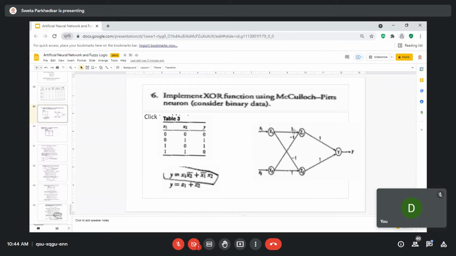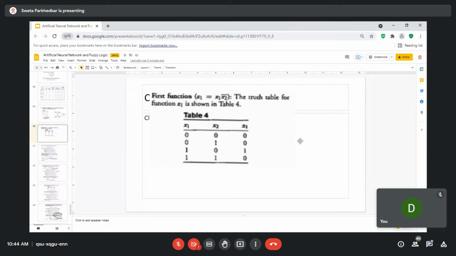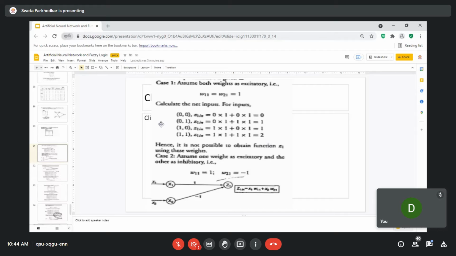ठीक है. मतलब यहाँ से एक इनपुट आ रहा है, एक X2 से इनपुट आ रहा है टू द Z1. तो हम क्या करेंगे, the weights will be W11 and W21. Okay. So it will be equal to whatever the weights is. So assume both weights as excitatory. Now for the first case we'll assume, हमेशा weights assume करने पड़ते हैं, ये दिए नहीं रहेंगे, अगर दिए होंगे तो use that weights only.